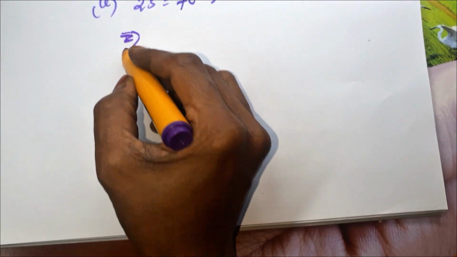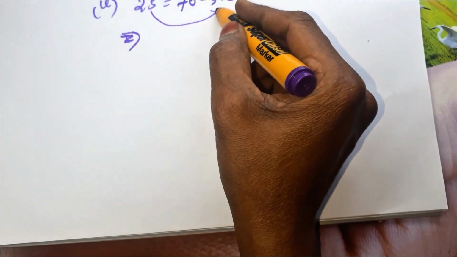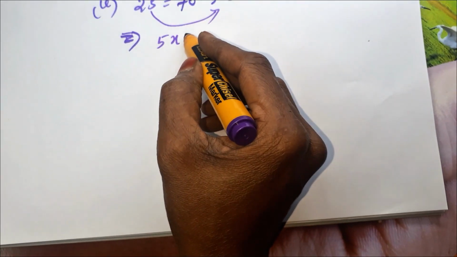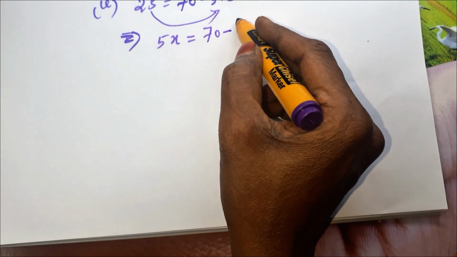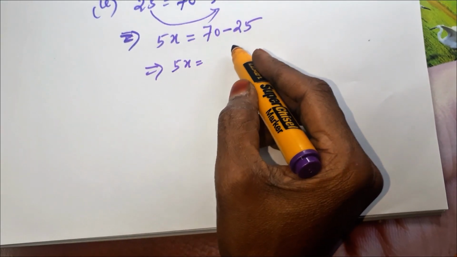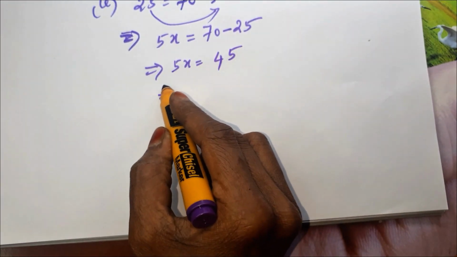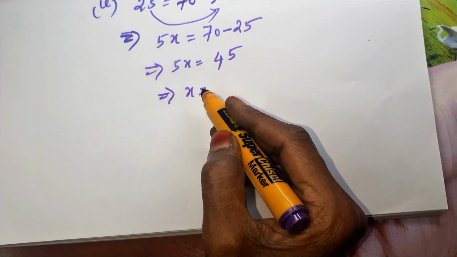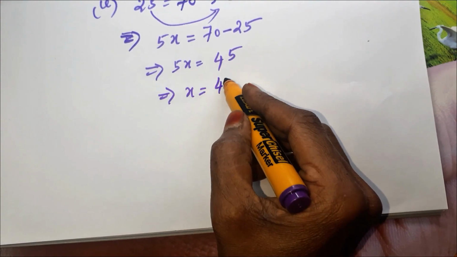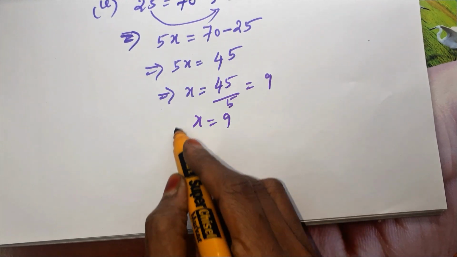Since x is in negative sign, I can take this to this side and this to this side. So 5x will become positive, 70 minus 25, which implies 5x is equal to 70 minus 25, which is 45. So x is equal to 45 by 5, which is equal to 9. x is equal to 9.